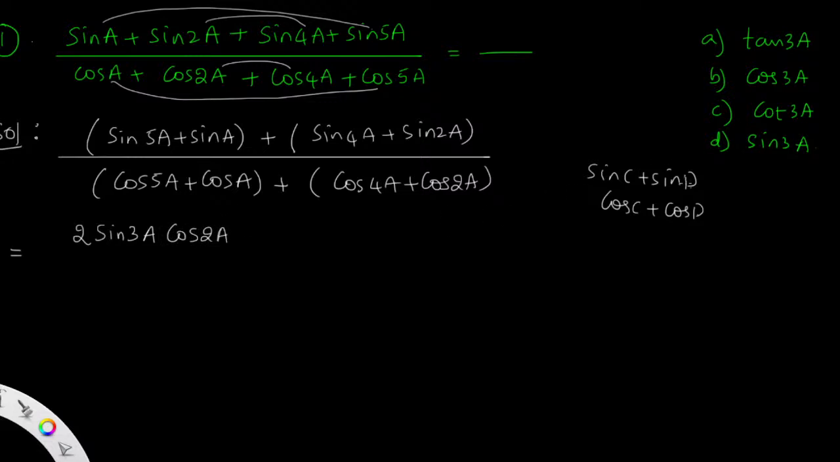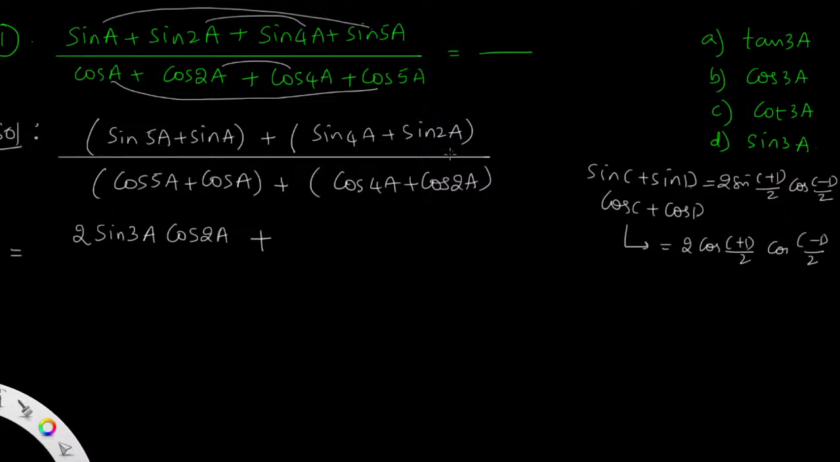The formula is 2 sin (C plus D) by 2 into cos (C minus D) by 2, as well as cos C plus cos D equals 2 cos (C plus D) by 2 into cos (C minus D) by 2. The formula can be applied. First one is 2 sin of (5A plus A) by 2, 6A by 2, nothing but 3A, and (5A minus A) by 2, nothing but 4A by 2, that is cos 2A.